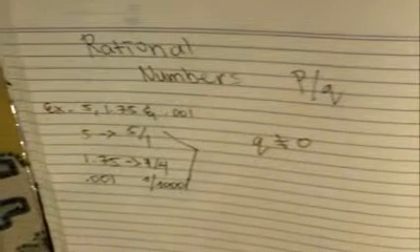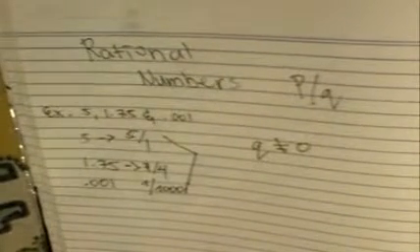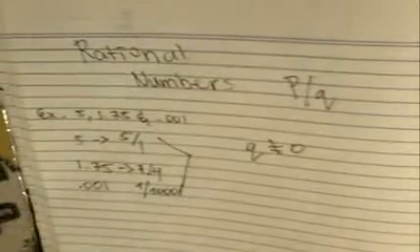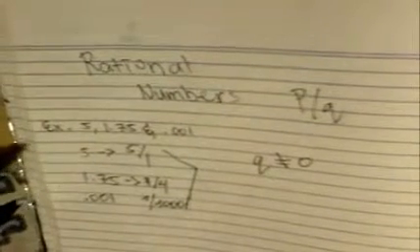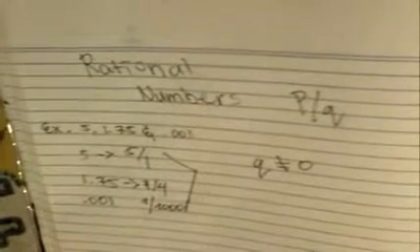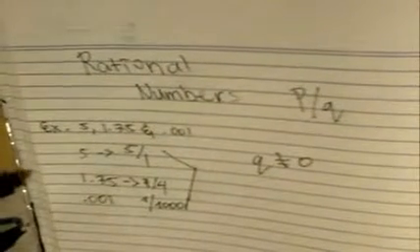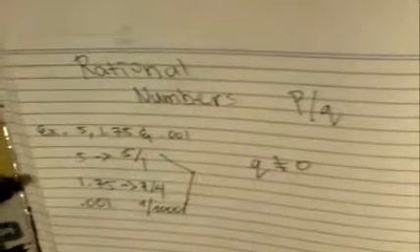Rational numbers. A while ago, we defined what rational numbers are. In mathematics, a rational number is any number that can be expressed as the quotient or fraction p over q. I have here some examples: 5, 1.75, and 0.001. 5 converted into a fraction would be 5 over 1. Next, 1.75 converted into a fraction would be 7 over 4. And lastly, 0.001 converted into a fraction would be 1 over 1000.